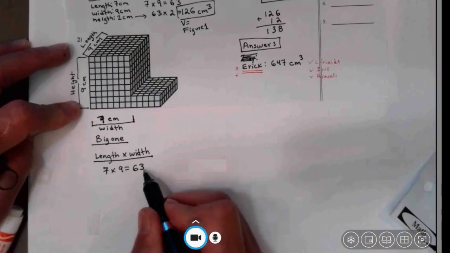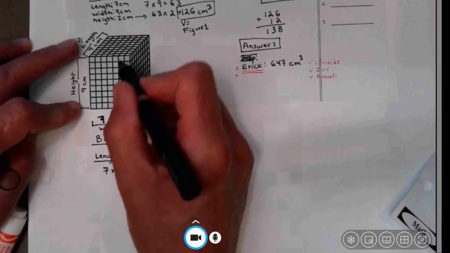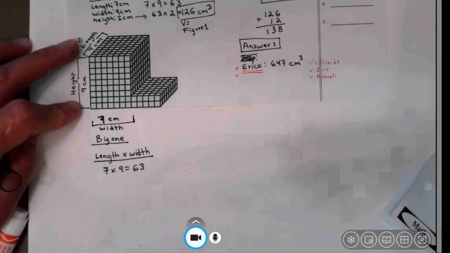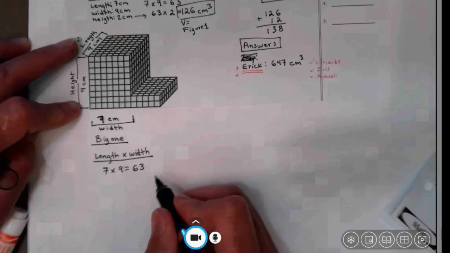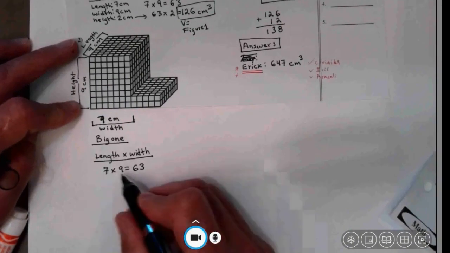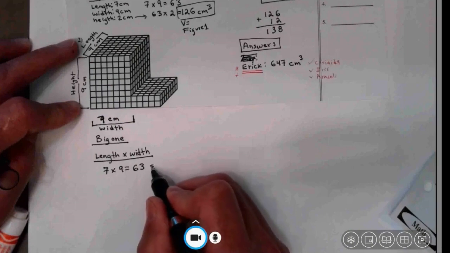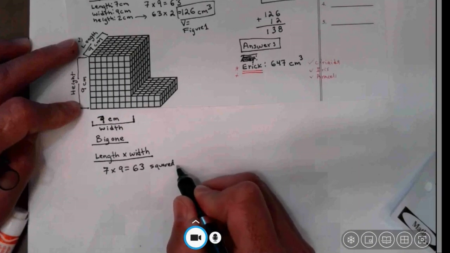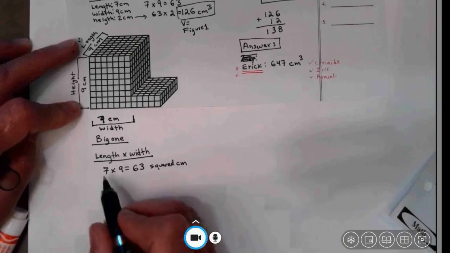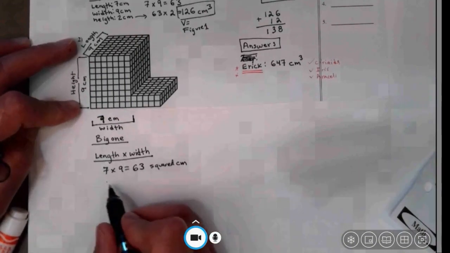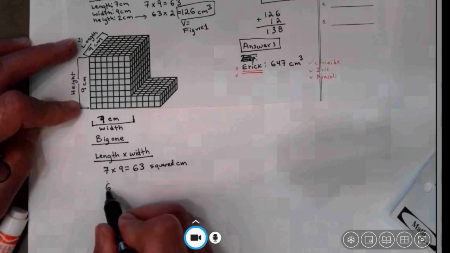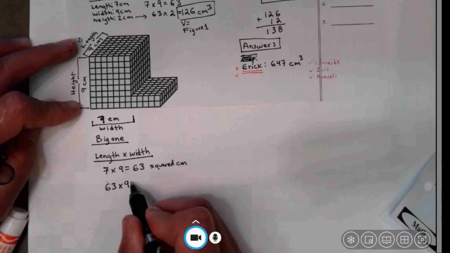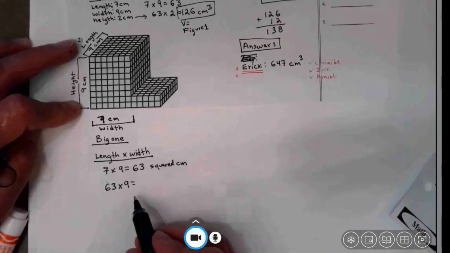All right. So then this one gives you the squared, right? The two-dimensional figure first, and so it's 63 squared units or squared centimeters. Sorry. All right. And then what do you do with the 63? You multiply it by 9, all right.